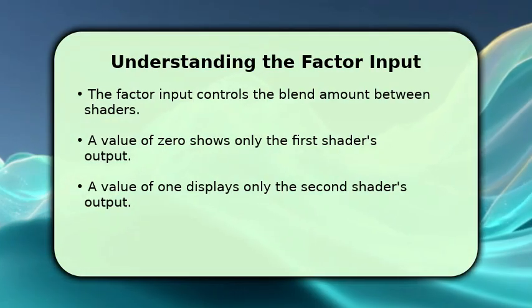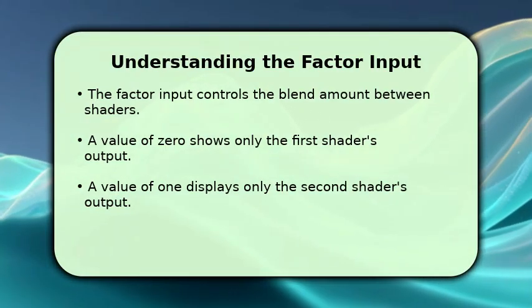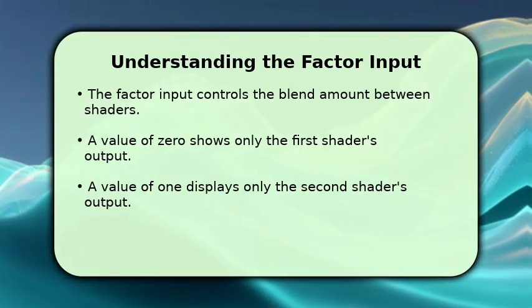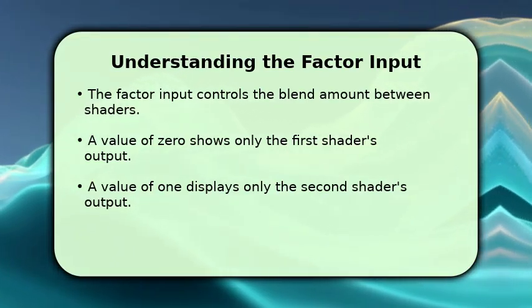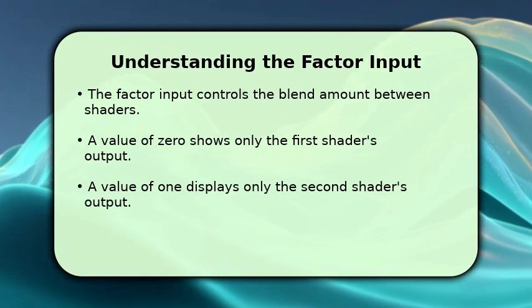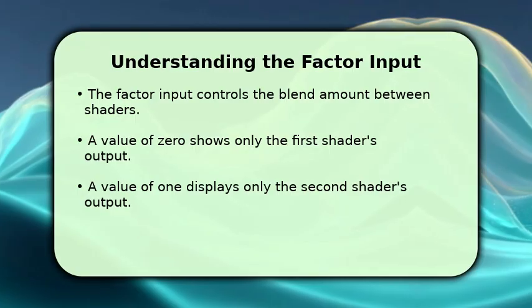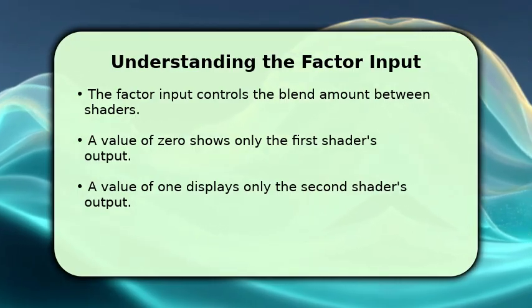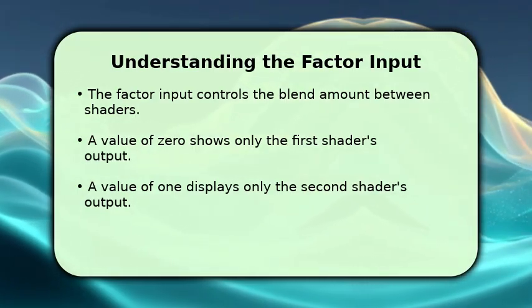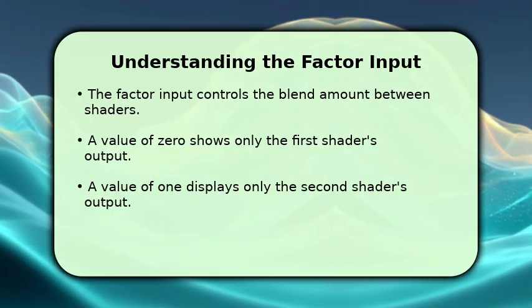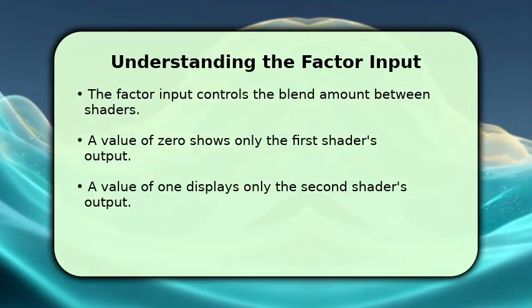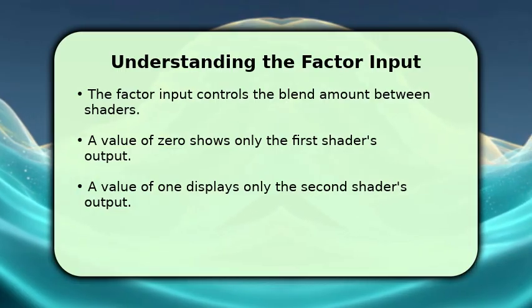The factor input is where the magic happens, as it precisely controls the blend amount between your two connected shaders. When the factor is set to 0, you will see only the first shader's output. Conversely, a factor of 1 will display solely the second shader. Any value between 0 and 1 creates a smooth, gradual transition, allowing for nuanced and dynamic material blending.